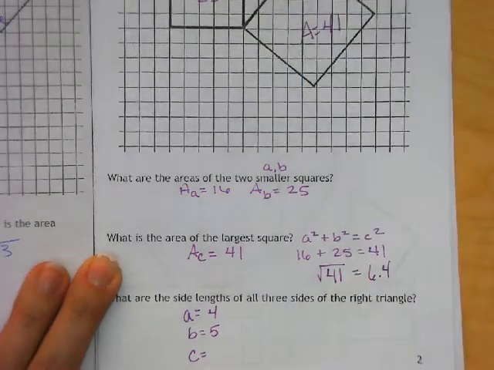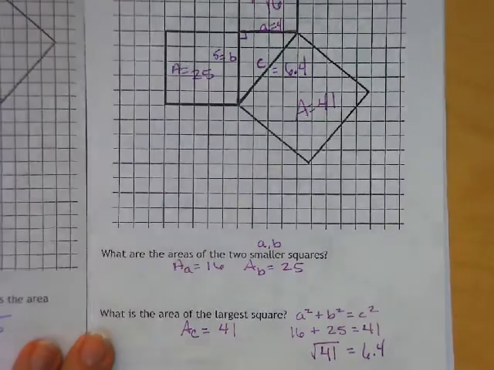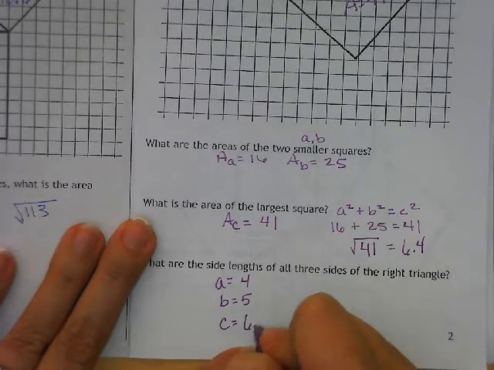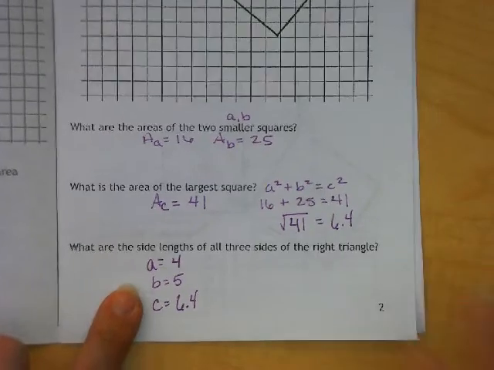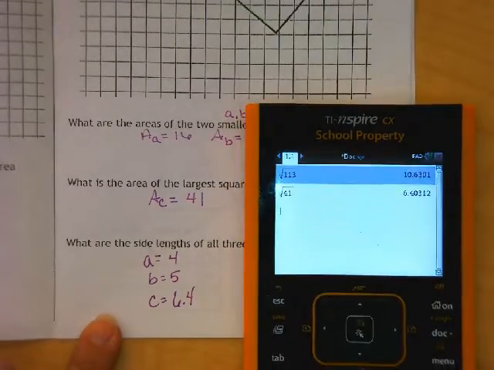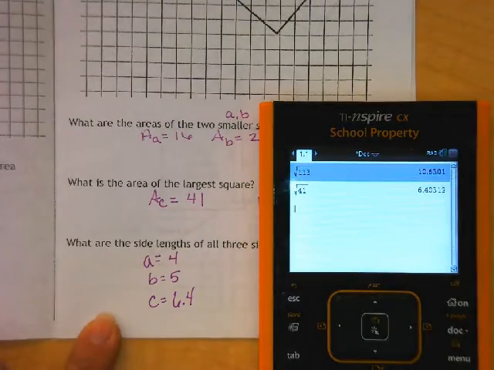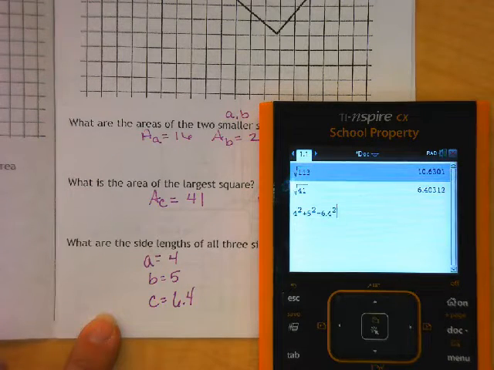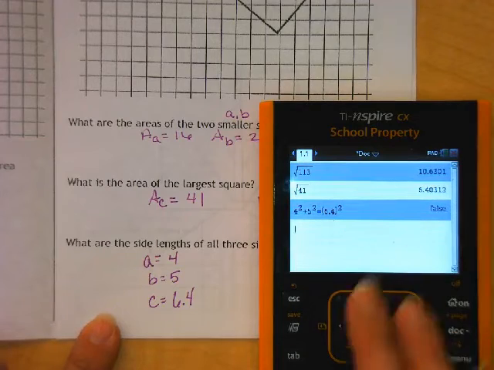And what is C called again? The hypotenuse. Now, you can also use your calculator. If we have these numbers like this, we can go to our calculator. Remember, it'll tell us a true-false statement. We can say 4 squared plus 5 squared equals 6.4 squared. Okay, it's going to say false because we rounded it.